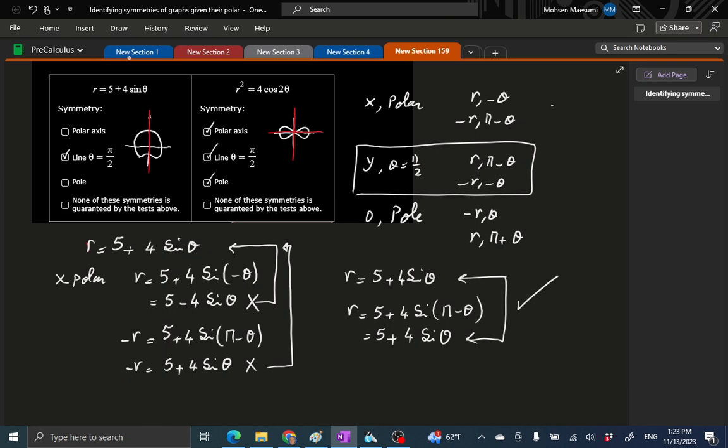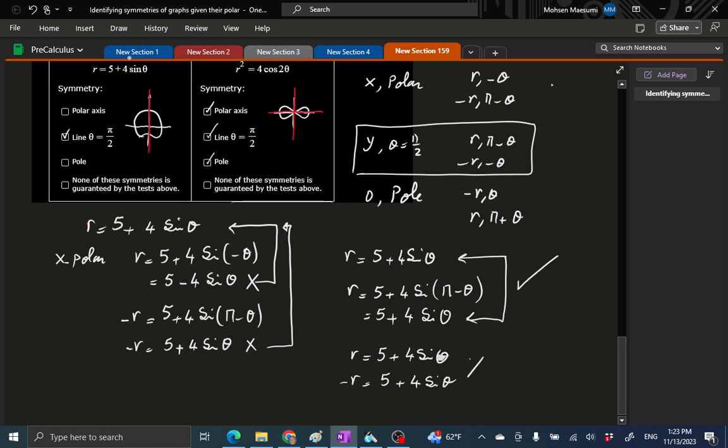How about with respect to the origin? In this case, I change r to minus r. So again, I start with the equation that is given to me. I change r to minus r. Then I ask myself, is this the same as what I had at the beginning? Obviously not. This is r, this is minus r, and this one does not pass the test.